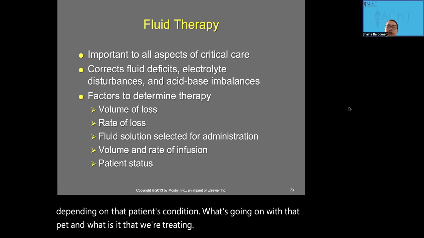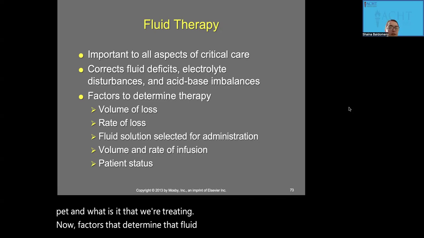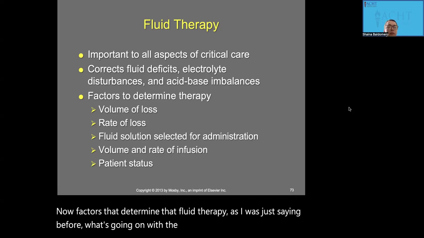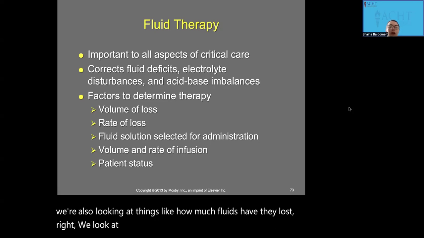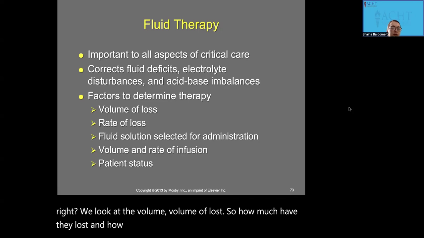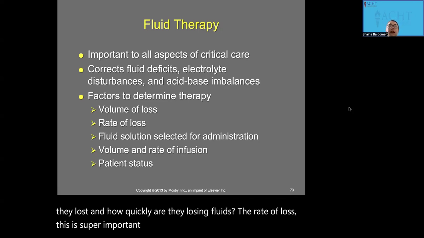Now, factors that determine that fluid therapy, as I was just saying, are what's going on with the pet and what we are treating. But we're also looking at how much fluid they have lost, the volume of loss. So, how much have they lost, and how quickly are they losing fluids, the rate of loss? This is super important, especially for patients that had a traumatic injury and are facing blood loss.